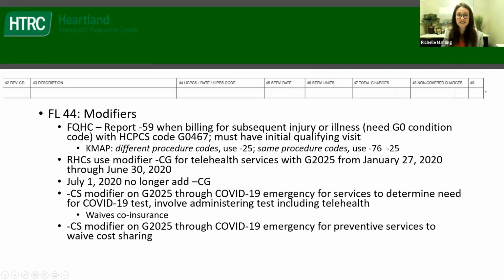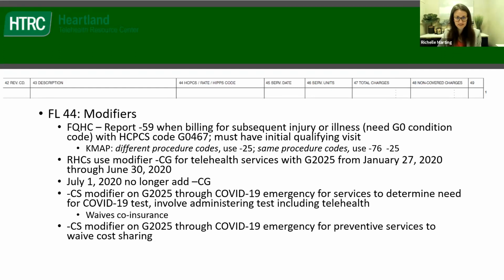Okay, so now we're going to get into modifiers, which is still in this field 44. It goes at the end of the 5-digit HCPCS or CPT code. And for modifiers in field 44, we have all kinds of things going on across the Medicare and the different state agencies. So try to follow along with me here, and of course, ask questions and I can help clarify afterwards. It's about as clear as mud.